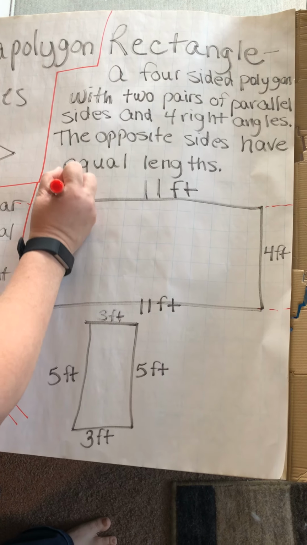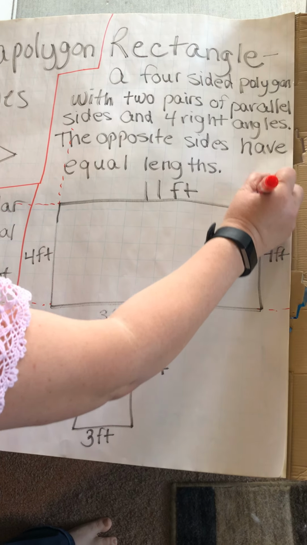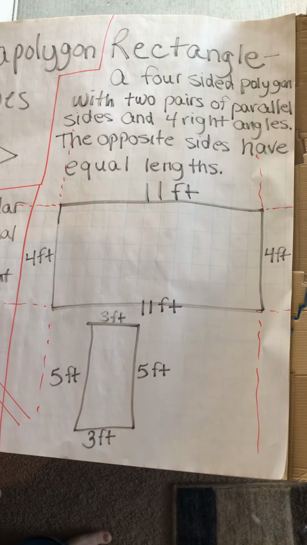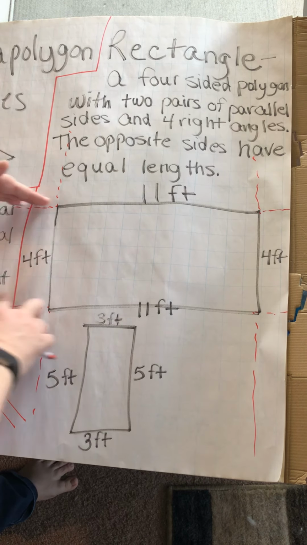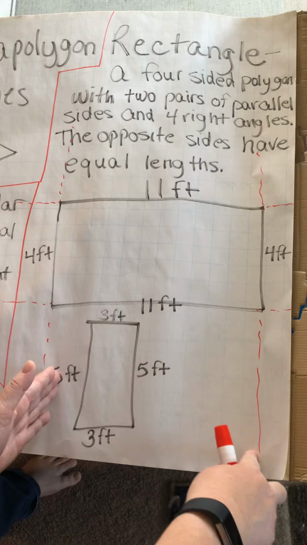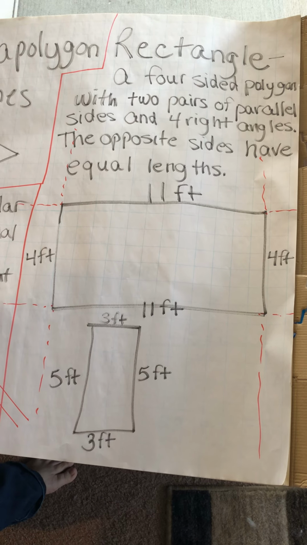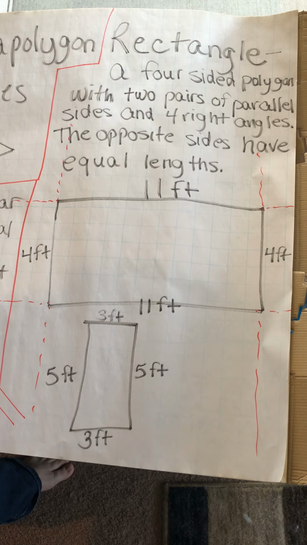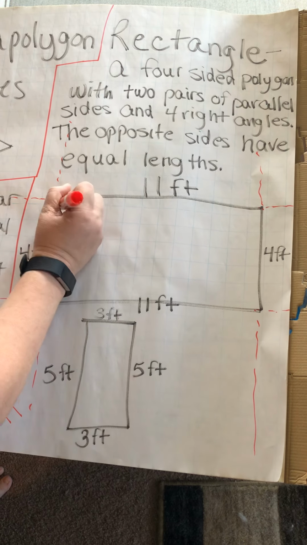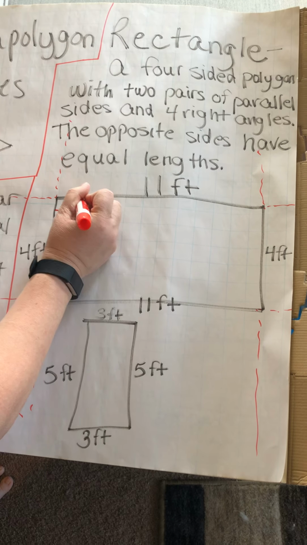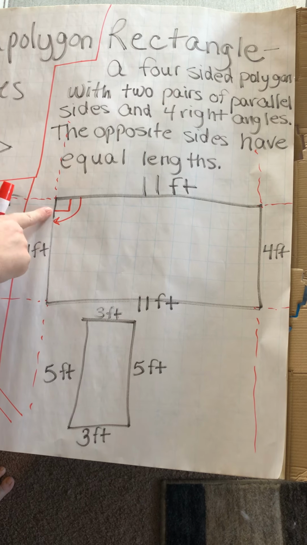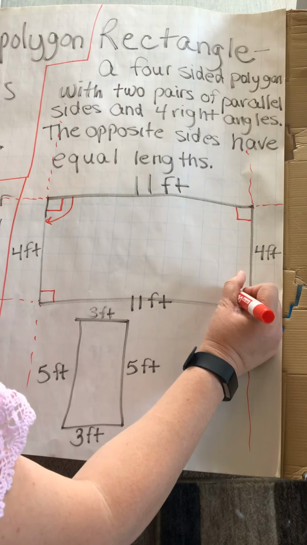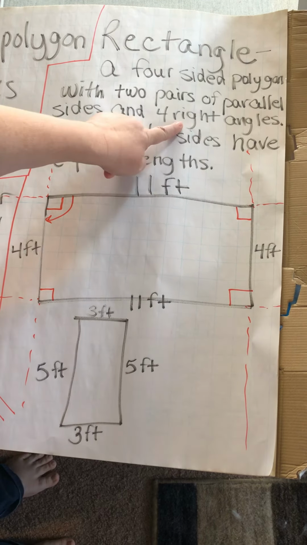The other one, there's your second pair of parallel lines. So one's going this way, one's going that way. So they are 2 pairs of parallel lines. Okay, now, what is a right angle? If you remember what a right angle is, it is 90 degrees. Right? So there is 1 right angle. There's 2, 3, and 4. So we have 4 right angles.